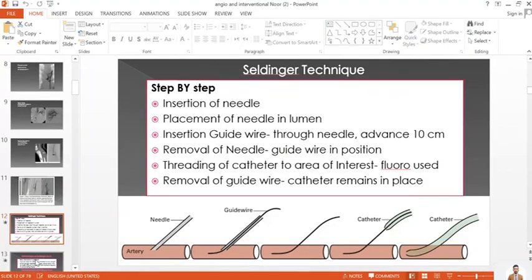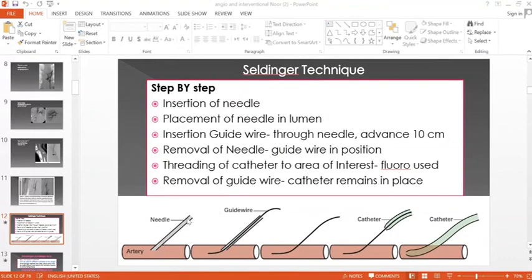We mentioned that the technique of angiography is called the Seldinger technique. Now, what is the Seldinger technique? Step-by-step, the Seldinger technique involves the insertion of a catheter into the vessel. How to bring a catheter, which is a silicone tube or a plastic tube, sorry, how to bring it inside the lumen of an artery. This is done by the Seldinger technique.